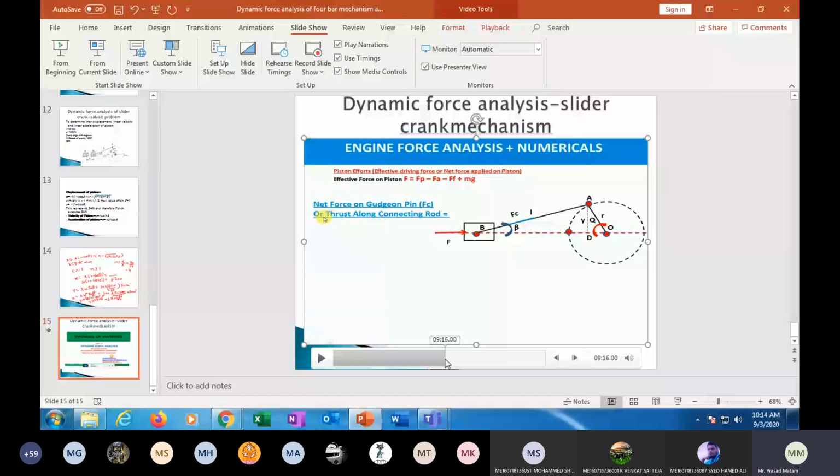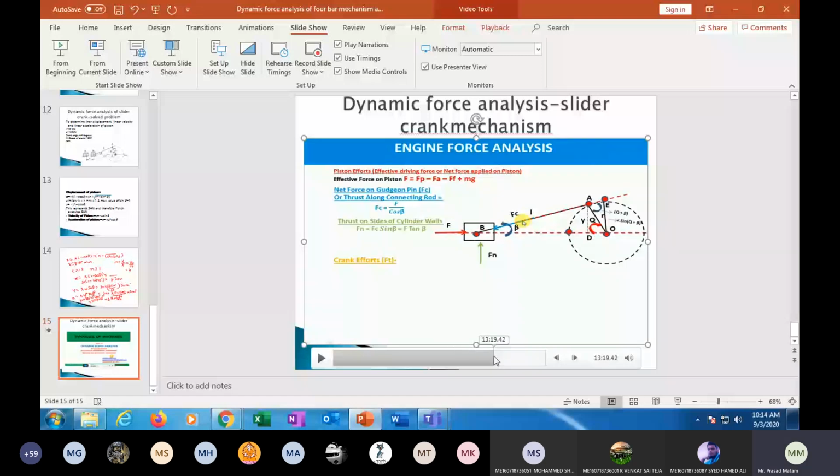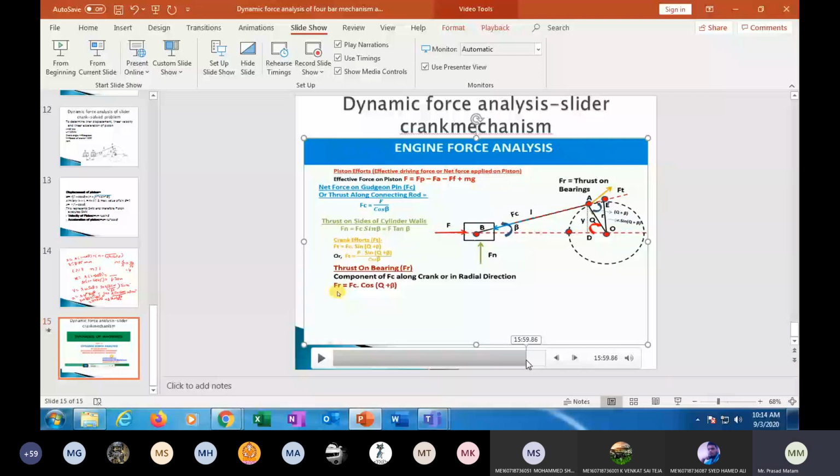Are you able to see what I am showing here now? This shows the derivation, and what forces are acting on this. Still, if you have any doubts, please ask me.